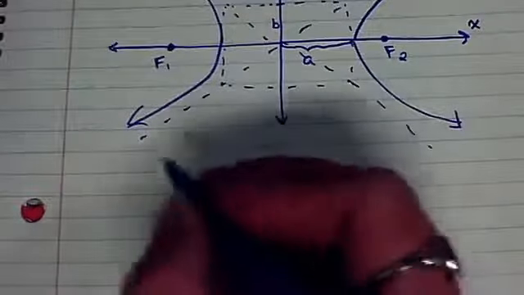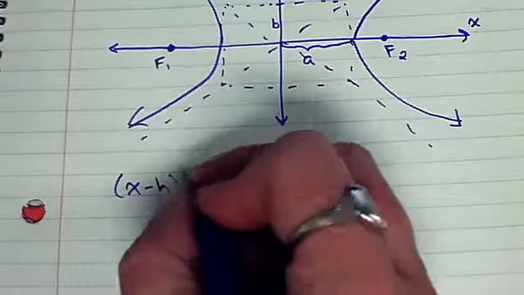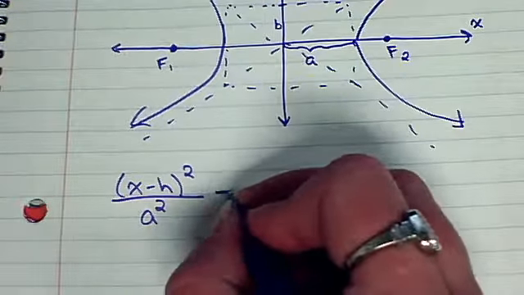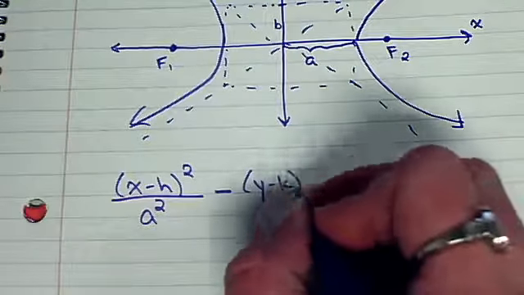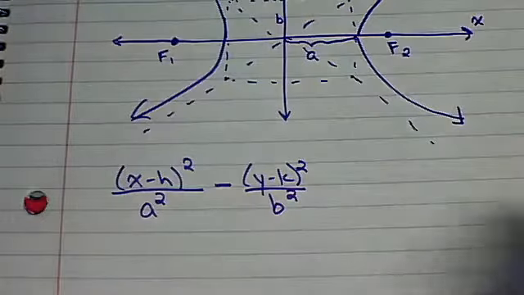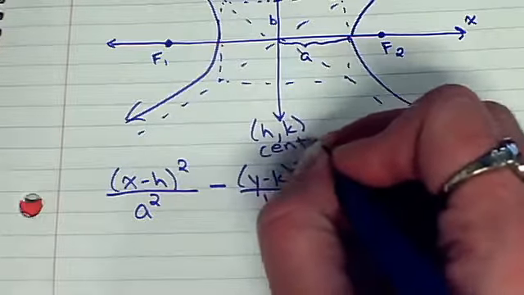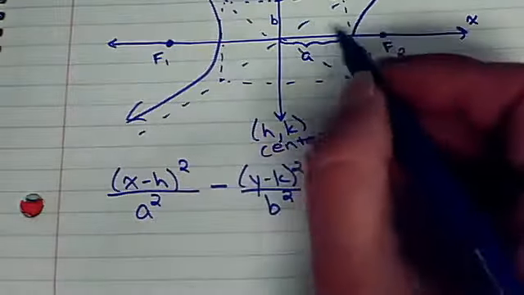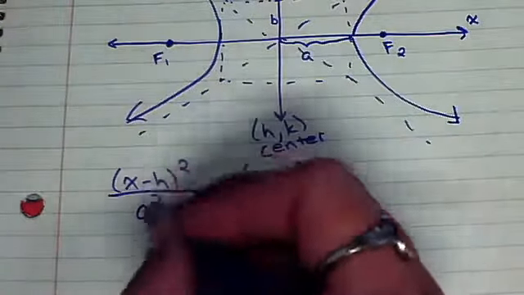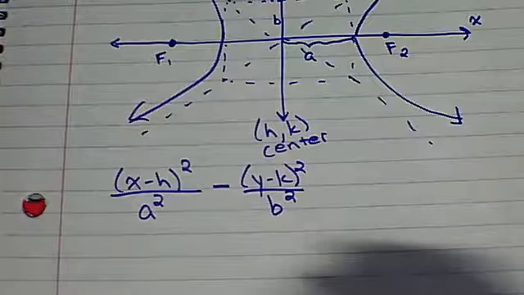Now let's talk about everything we know. X minus h squared over a squared, but this time it's going to have a minus y minus k squared over b squared. So what do you think the h and the k give you? Well, that's the center as usual. The a gives us this horizontal distance, and the b is the vertical distance. So whatever's underneath the x gives me the horizontal, whatever's under the y gives me vertical.